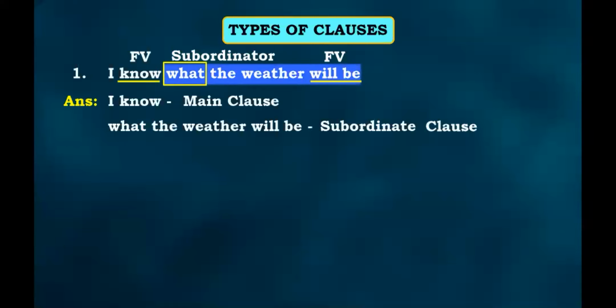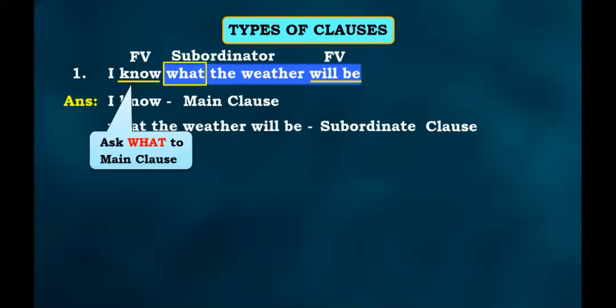Now you have to identify if it is a subordinate noun, adjective, or adverb clause. Let us ask the question to the main clause and let us see if the subordinate clause answers it. I know. Now, क्या पूछ सकती हूँ मैं? What could the question be here? Where do I know? When do I know? Why do I know? It's what do I know? मुझे क्या मालूम है? मुझे मालूम है कि वेदर क्या होगा.